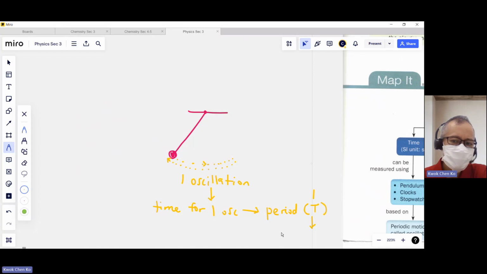And what are the units to measure period? Well, let's stick to SI units. And that would be seconds. All right, so keep this in mind. Period for this pendulum swing is measured in seconds. Now, of course, this can be done in a practical setting as well. In fact, you will get to do this in your practical session.